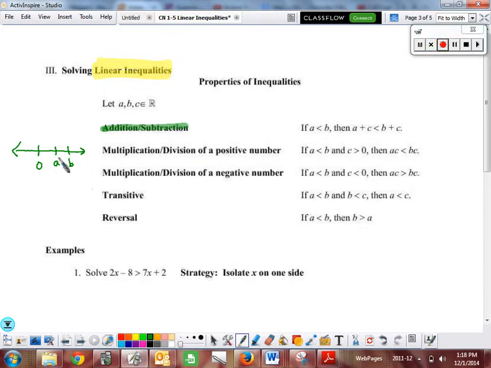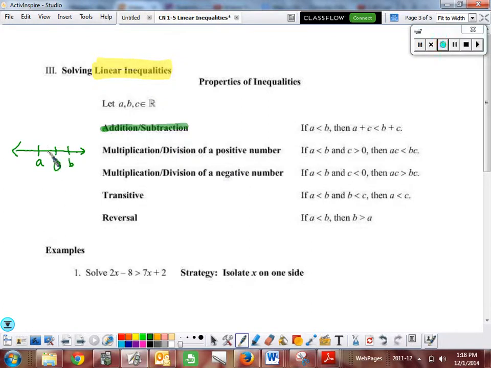What if I had A and B not on the positive side? What if this was 0 and A was a negative number? What does 5 times A do if A is negative? Which way does it move it? It moves it to the left, 5 times the distance from 0 going in the left direction. B, 5 times B would move it 5 times in the right direction. Are they still 5A left of 5B? So we preserve the inequality, nothing changes.